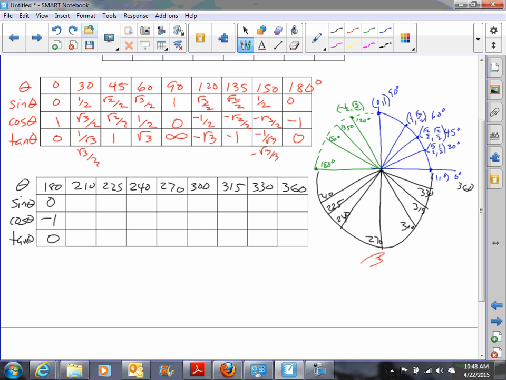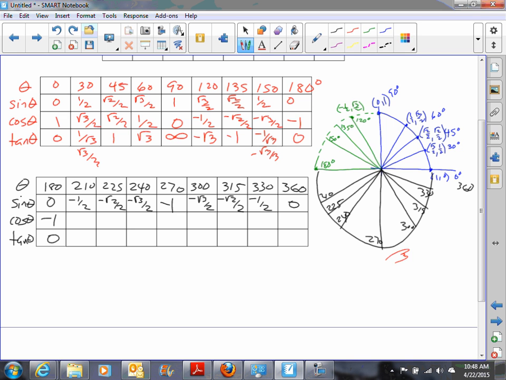So what did I say? Negative 1/2, negative square root 2 over 2, negative square root 3 over 2, and then negative 1. And then it's going to reverse: negative square root 3 over 2, negative square root 2 over 2, negative 1/2, and then back to 0 in the fourth quadrant. So we have negative square root 3 over 2, negative square root 2 over 2, negative 1/2, and 0 again for the sine in the third and fourth quadrants.